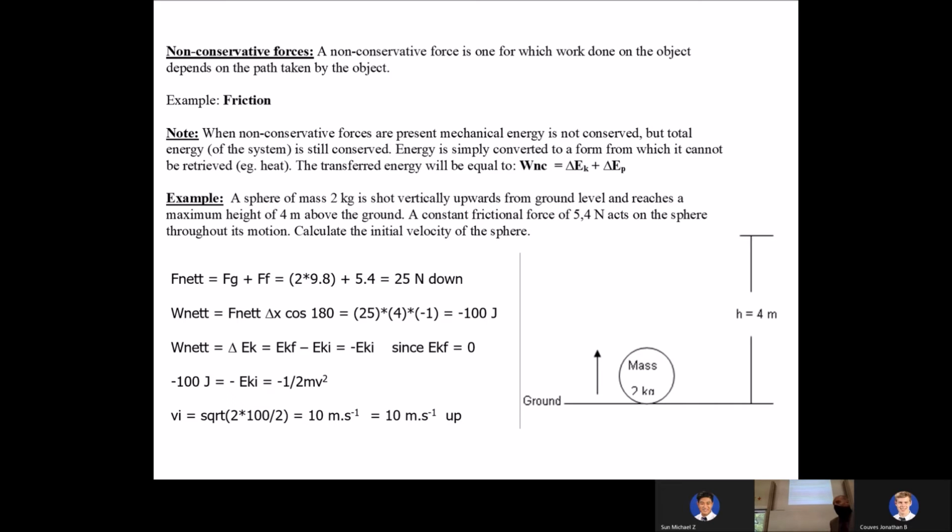Because this is 100 joules, this was the net work we worked out was minus 100, right? That was the work W net. Now, that's your minus 100, but this is equal to EKF minus EKI. Well, EKF is equal to 0. So now you're left with minus EKI. So it has to be minus half mv squared.